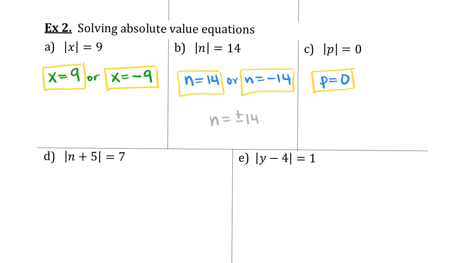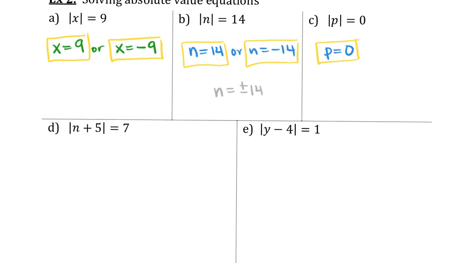Okay, now let's look at D, which looks a little more complicated. D says the absolute value of n plus 5 is 7. Now normally I would want to minus the 5. I can't minus the 5 because it's stuck between these bars. But I do know from above, whatever's in the bar has to equal 7, or whatever's in the bar has to equal -7. So I'm going to write this as 2 equations. The first situation is whatever's in the bar equals 7. And I don't use the bars anymore because I'm saying what's inside the bar is going to be 7. Or whatever's in the bar could be what? -7. I'm going to solve both of these equations. I'm going to get 2 answers.